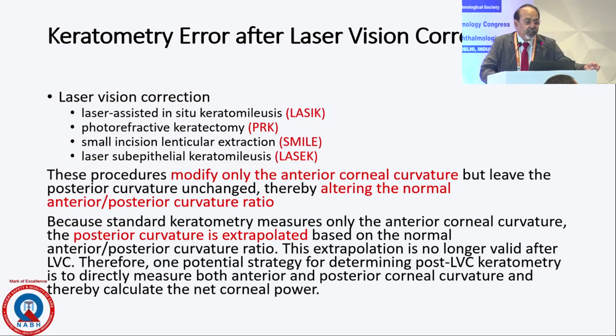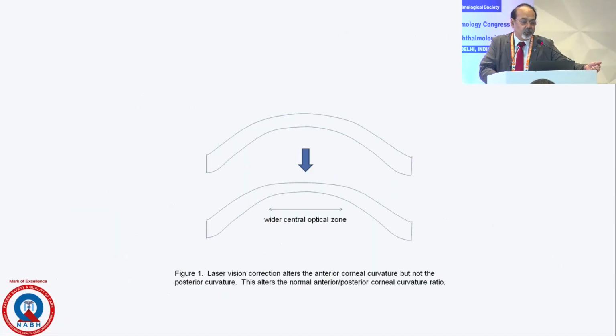In LASIK or PRK or SMILE, whatever laser correction we are doing, the anterior corneal curvature is changed, and it does not change the posterior corneal curvature, thereby altering the normal anterior posterior curvature ratio, which is again very important, and one has to assess what kind of corneal curvature we are looking at, ultimately anterior and posterior both together.